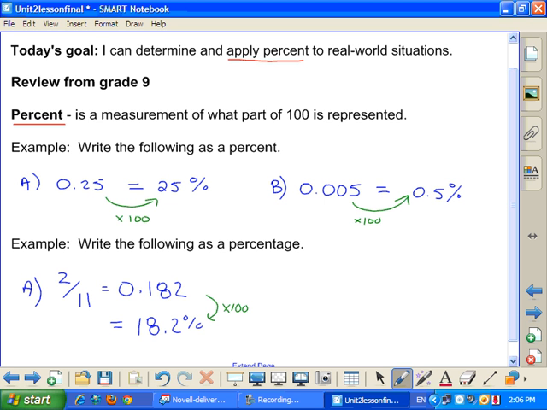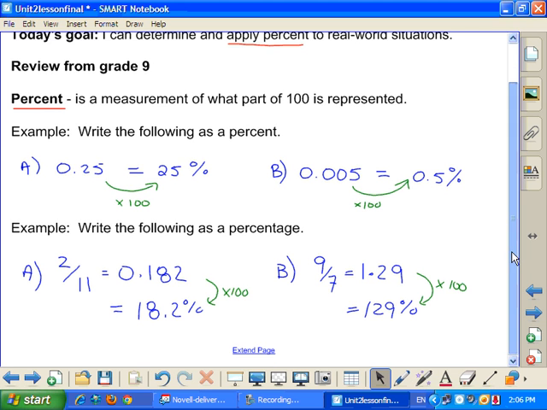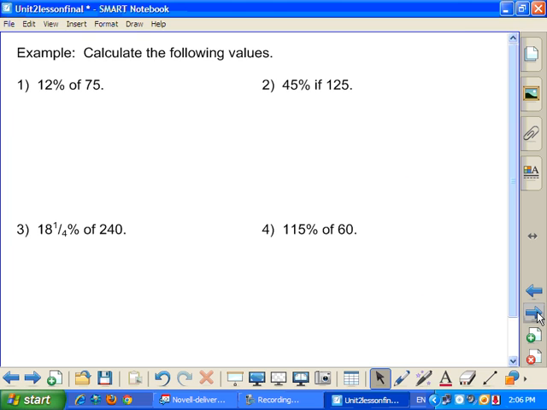All right, another example then. If I have 9/7, first thing we need to do is do the division. So 9 divided by 7, 1.29. And then we multiply it by 100, and we get 129%. And there we are. So there is converting decimals and fractions to percent. So that's a review from last year.